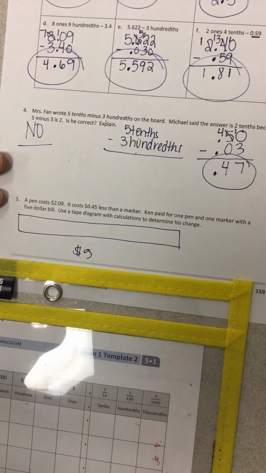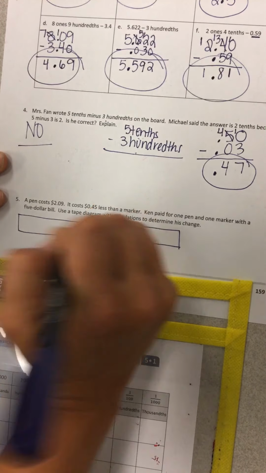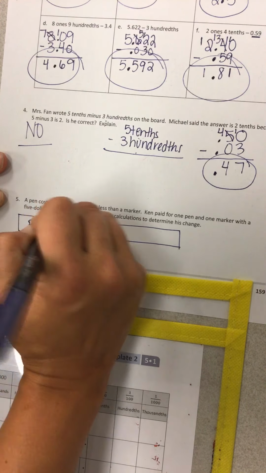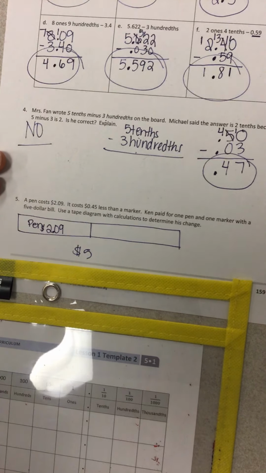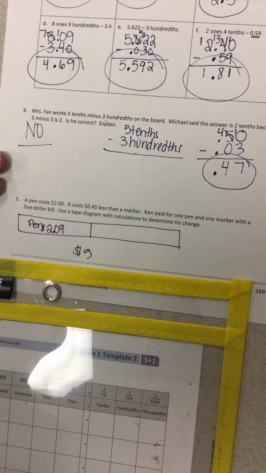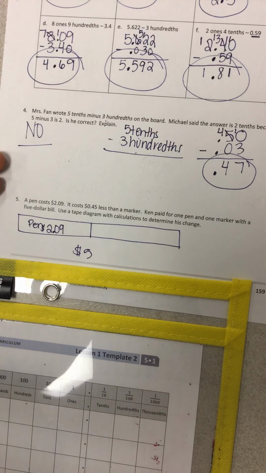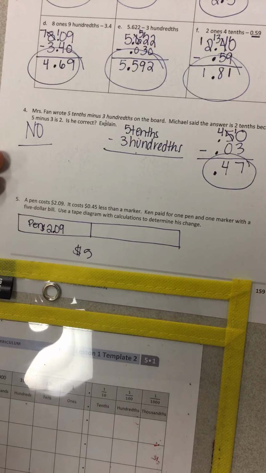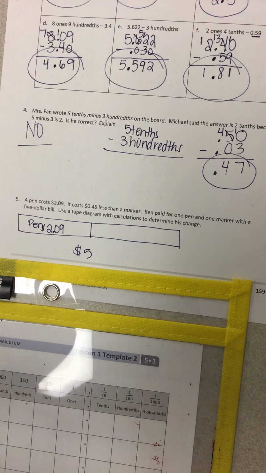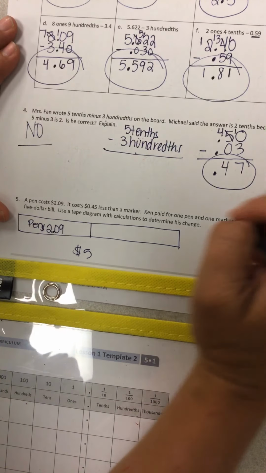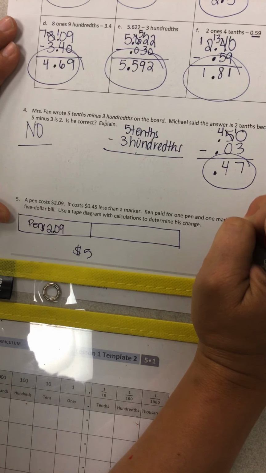$5. Okay. So I know that here's the pen. The pen is going to cost $2.09. Okay. I know that the pen costs 45 cents less than a marker. So on this one, I have to do it a little bit backwards, because if my pen costs 45 cents less than a marker, that means my marker is going to be more expensive. My marker is going to cost more. So I'm going to come just over here and I'm going to do $2.09.